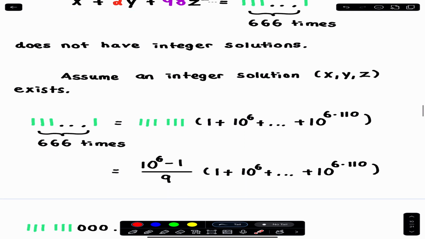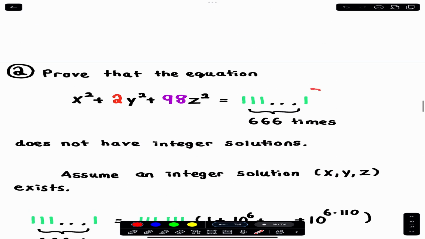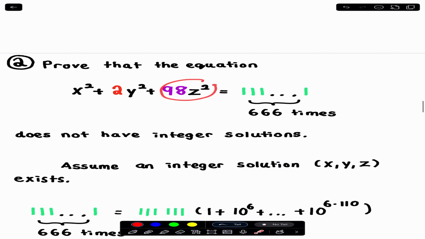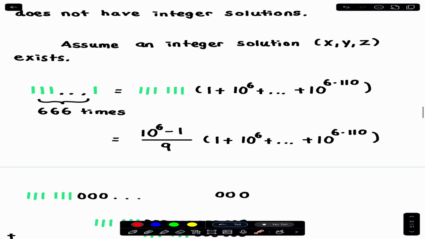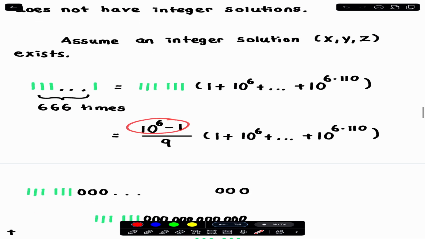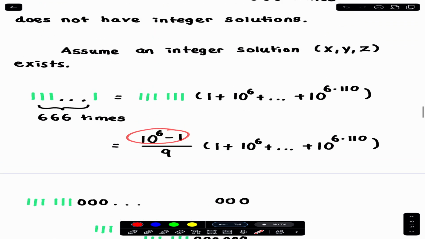Because we've already confirmed this right side is divisible by 7, so the right side is congruent to 0 mod 7. 98 is congruent to 0 mod 7, so therefore x squared plus 2y squared must be congruent to 0 mod 7. If this is 0 mod 7, this is congruent to 0 mod 7, this must be congruent to 0 mod 7. If it wasn't, then this right side would not be 0 mod 7, but we know it is 0 mod 7. Because of this, Fermat's little theorem.